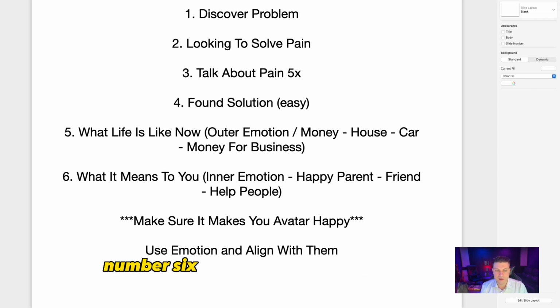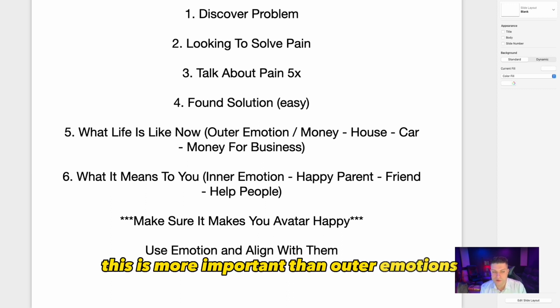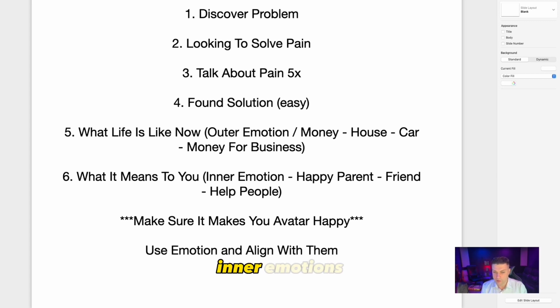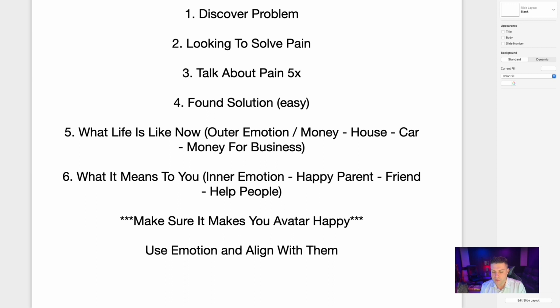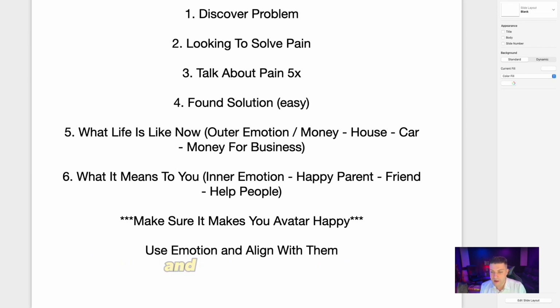Number 6, here's what you've got to hit on too. This is more important than outer emotions. What it means to you, or what it means to the customer, their inner emotions. They really care about being a good parent, a good friend, or helping people. So on the outside of all the money and the cars and stuff like that, the inner emotions are what are really important. So you want to talk about that and dig into inner emotions. You can look them up online. But when you're talking about that in your ad, try to know your avatar so you can reach those inner emotions of your typical avatar.